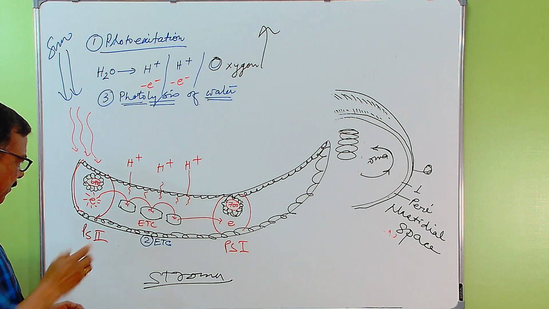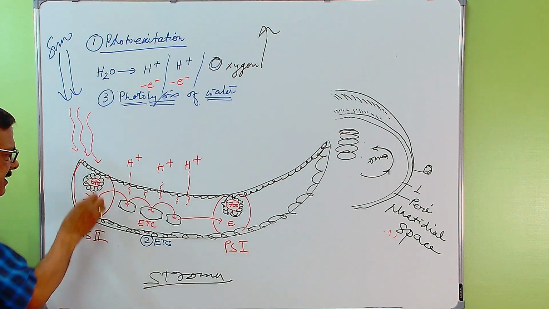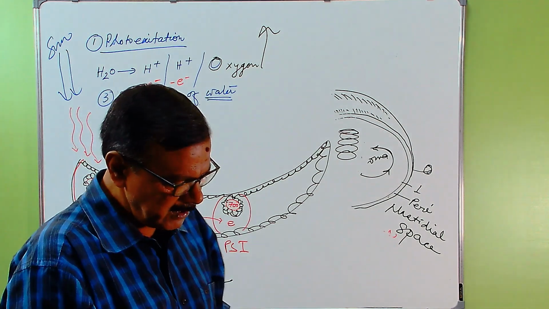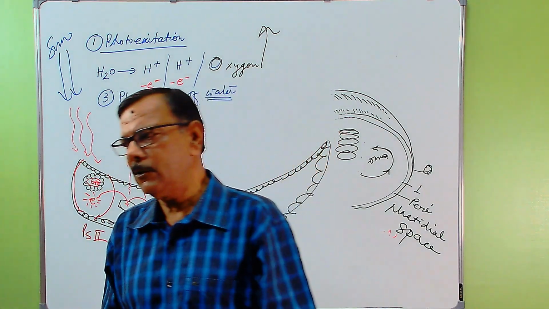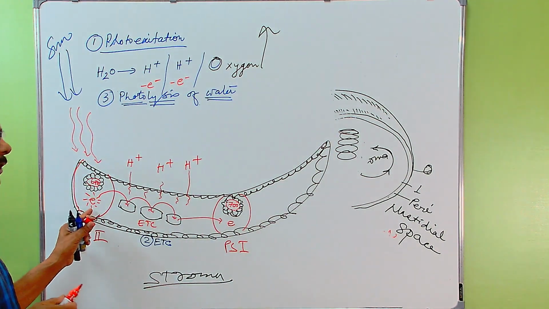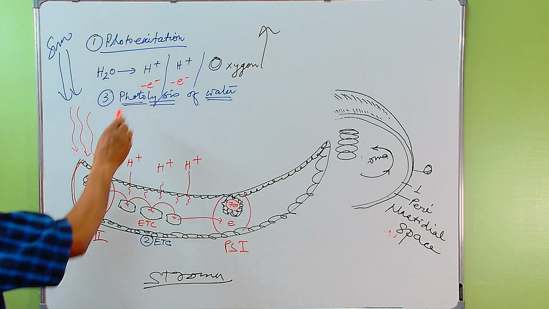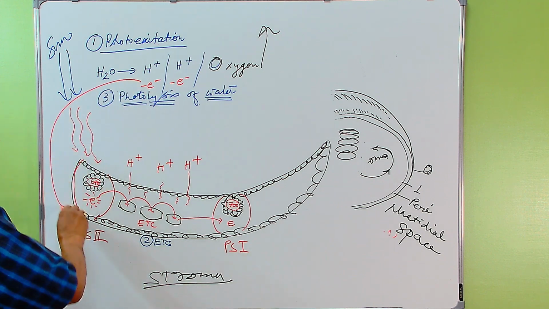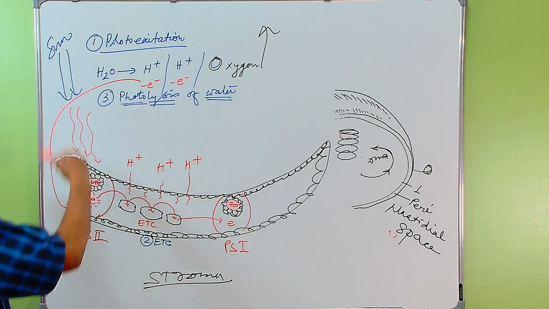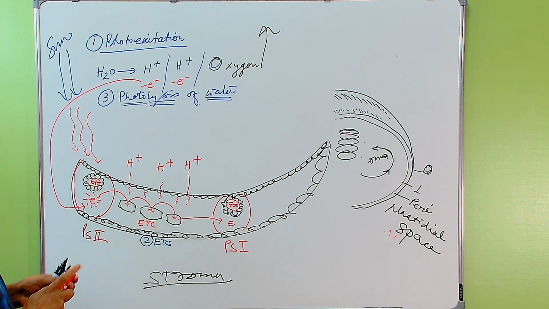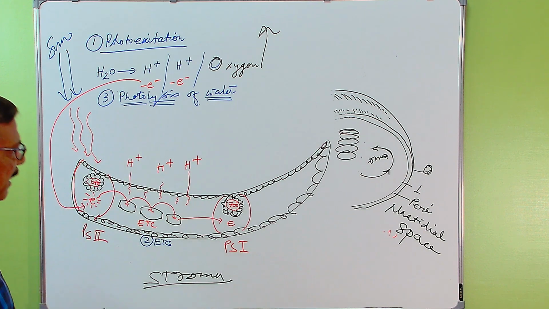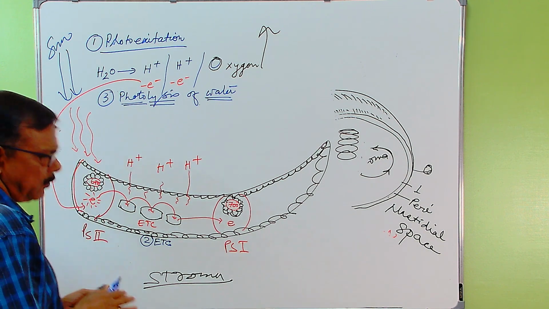And what happens? Once this electron is ejected from 680, it gets excited because it creates an electron hole in its molecule. So that has to come into ground state or stable form. So this electron comes here to replace the electron lost from here. This replaces the electron. This is photolysis of water. And what happens next?